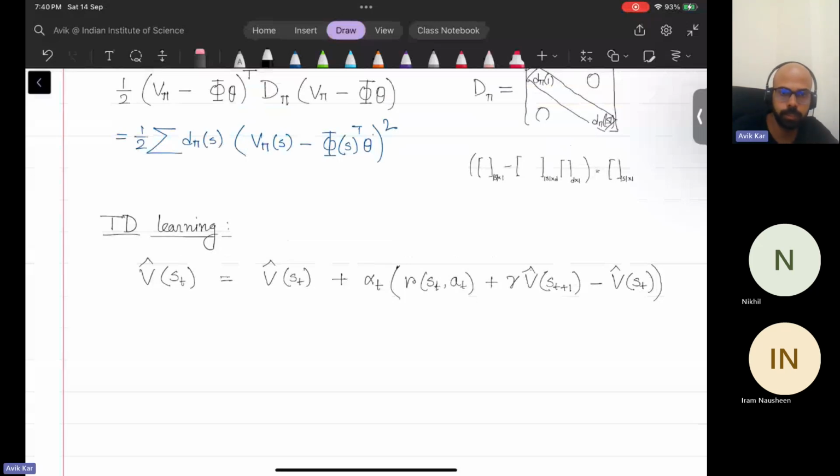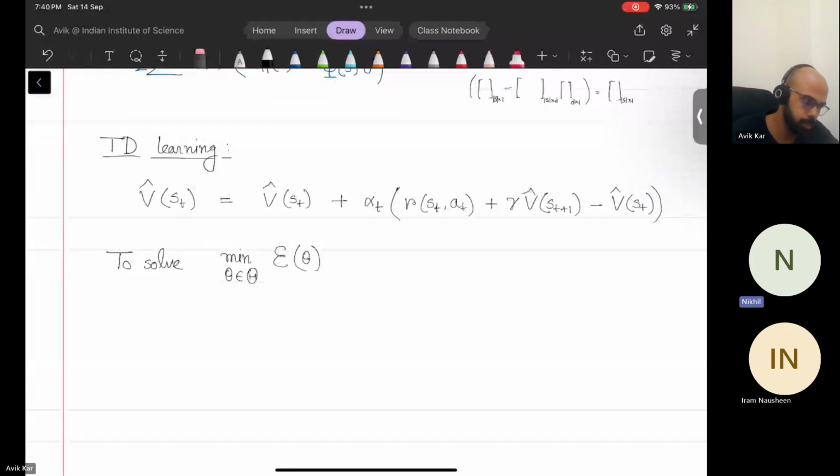Are you seeing the screen move? I think there is some issue with my internet, so it could be my internet also. I'm getting slow updates actually.